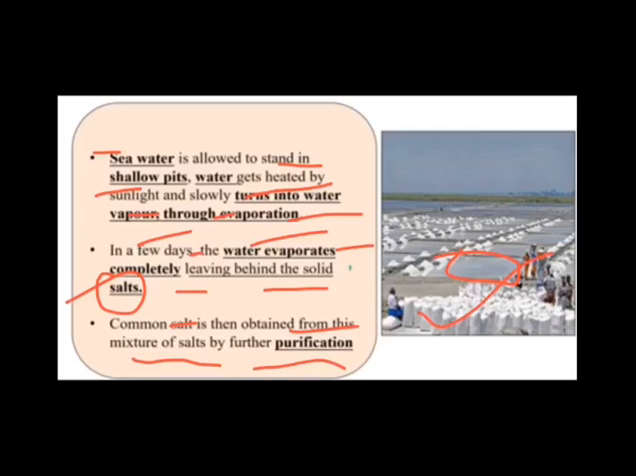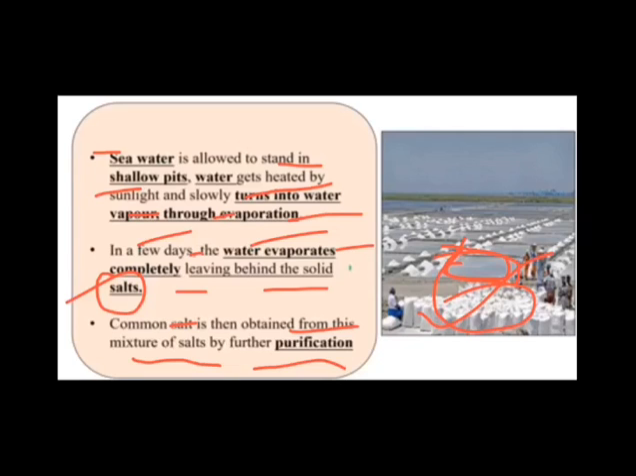So what is done here? Here seawater is allowed to stand in shallow pits, and water gets heated by the sunlight and slowly turns into water vapor through evaporation. And in a few days the water evaporates completely, leaving behind the solid salts. These are the salt pits. These are the salt piles. And these are the shallow pits. So the common salt is then obtained from this mixture of salt by further purification. So I hope you have understood this. Now let's move forward.